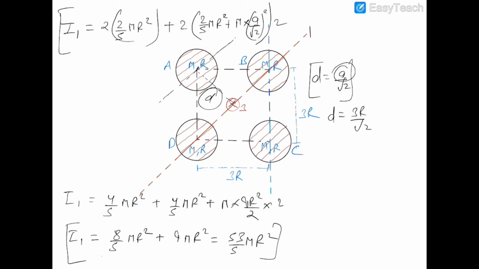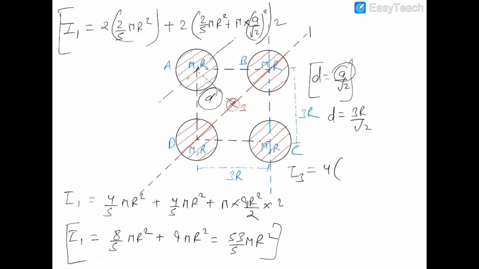So now let's find out the moment of inertia about axis 3. About axis 3, you can see that all the spheres are equidistant from this axis, and the distance of the center of any one of them from this axis 3 is d, where d is 3r/√2. So the moment of inertia of the complete system about this axis 3 would be 4 times the moment of inertia of any one of them.